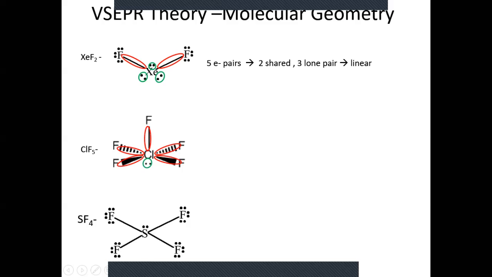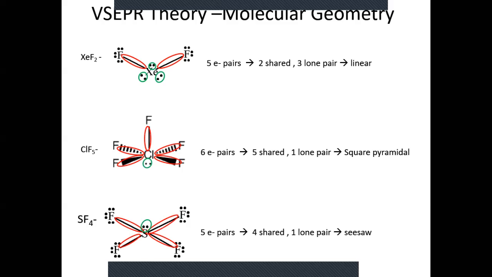Next we go to chlorine pentafluoride. We have 5 bonding pairs and 1 lone pair. So this would be square pyramidal geometry. SF4, which we talked about earlier, has 4 bonding pairs and 1 lone pair. So this is what we call seesaw geometry because the bonds form what looks like a seesaw. So again, the key thing is to draw the correct Lewis structure so that you get the correct number of bonding and lone pairs.